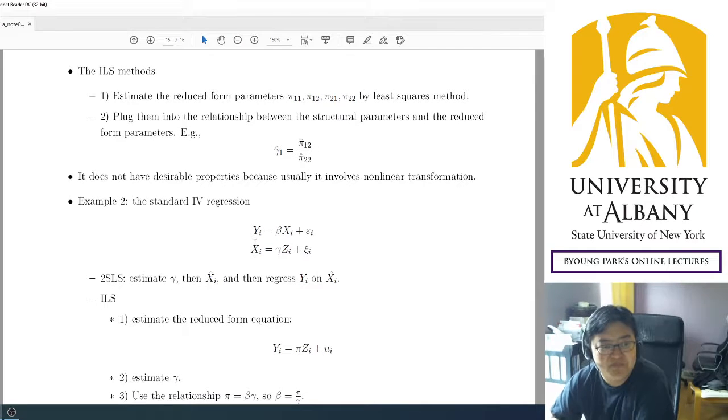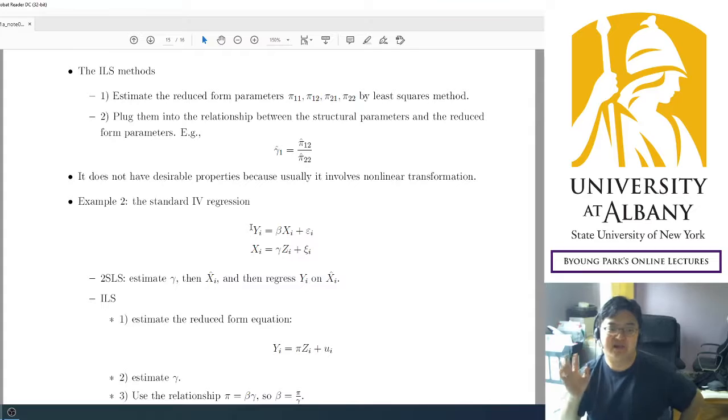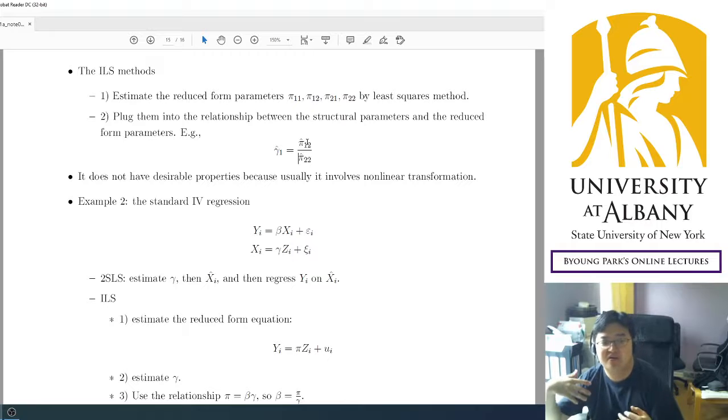However, it is not desirable. It's not optimal in many cases, especially, as you can see, calculating the ratio directly is not a good idea because if the denominator is small, say if pi 22 is a small number relative to the numerator, then this can be a huge number from some estimation error. So the estimation error in this kind of nonlinear transformation may be amplified and may not be efficient in the end.